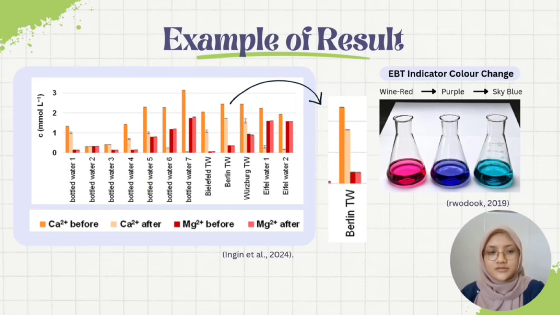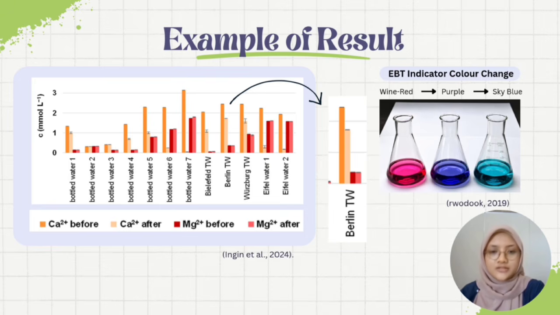So we use a volumetric EDTA titration and watch for a distinct color transition using an EBT indicator. When we titrate our initial unboiled tap water, the indicator binds with the free mineral to turn the solution wine red. Because both calcium and magnesium are fully present, it requires a large volume of EDTA from our burette to force the indicator to change color.